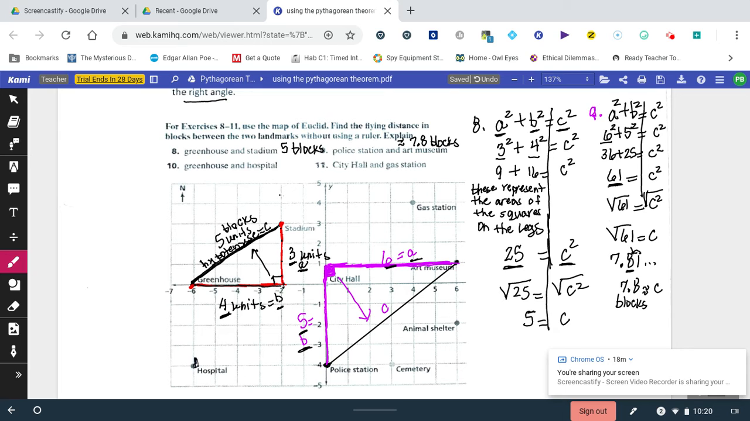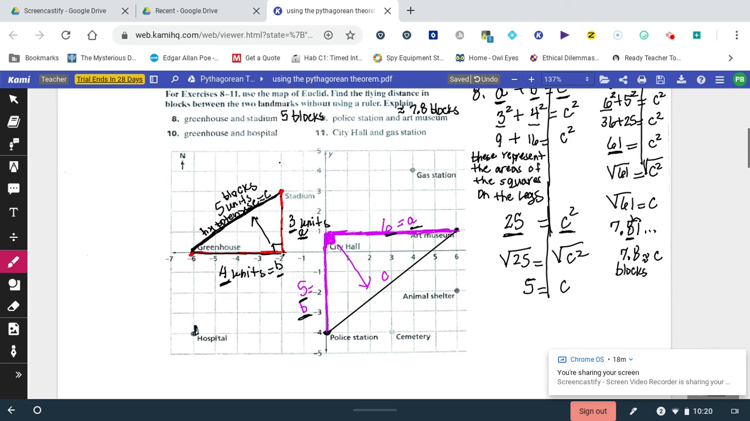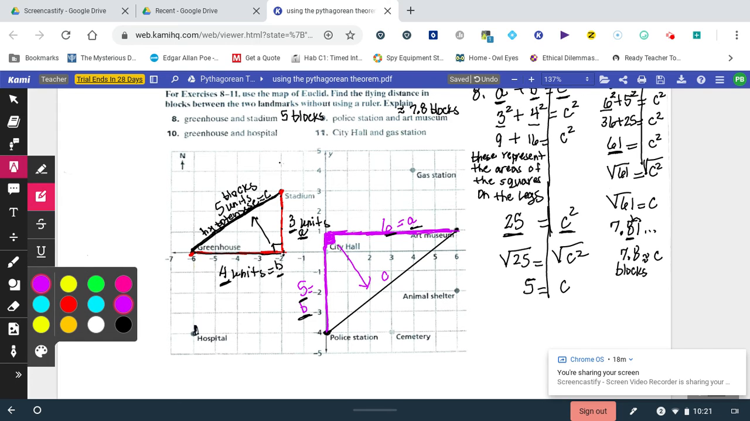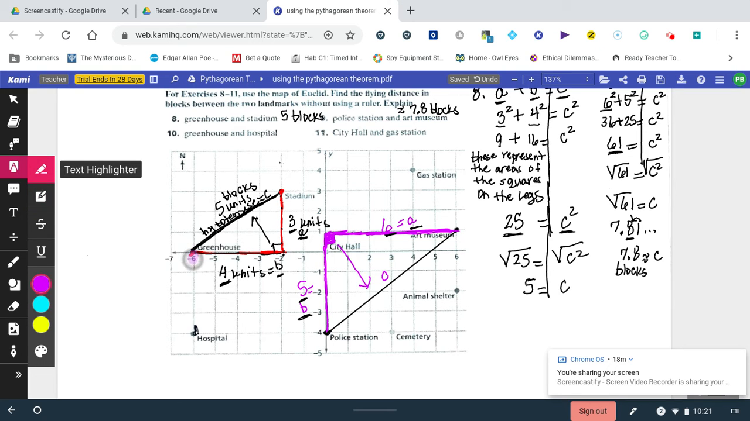All right, let's do greenhouse to the hospital. All right, where is the greenhouse? All right, so here we go. Let me erase some of this. I'm going to leave it up here. Do it in different colors so you can understand it. So that's the greenhouse to the hospital. Trying to get this pen to come up so it wouldn't be so big. Okay, greenhouse to the hospital.